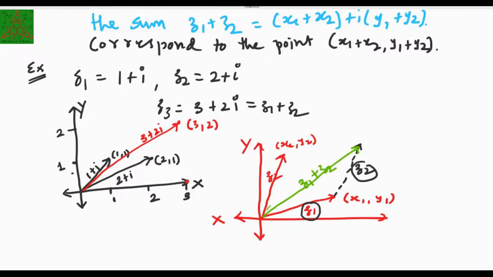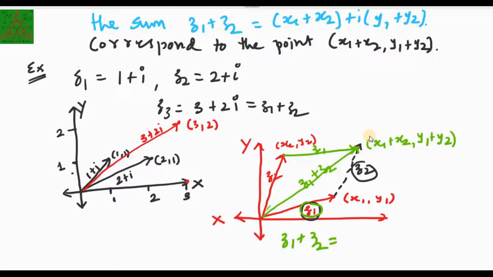So this point is actually (x1 plus x2, y1 plus y2). Another way you can see it is that if I copy this z1 over here, then what you get here is z1, and there is z2 plus z1, which will be this vector. So actually what you have is z1 plus z2.